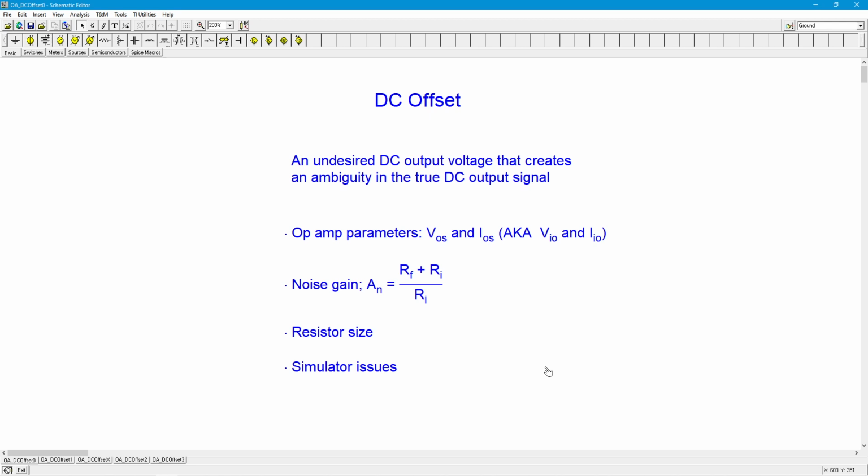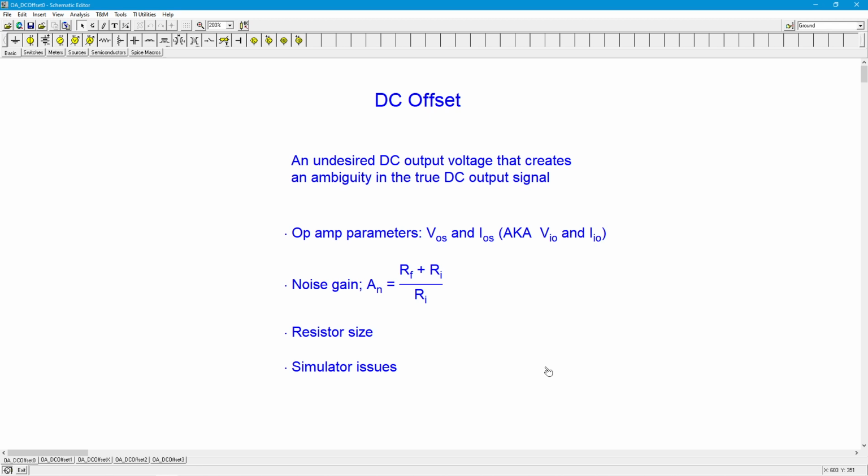So, things we want to look at in this video. The parameters that make up the DC offset, and how we can measure it, calculate it, and simulate it. Those parameters are called VOS, the input offset voltage, and IOS, the input offset current. Some data sheets list those as VIO and IIO. Same thing. The thing we want to consider is the noise gain of the amplifier. As we'll see, the higher the noise gain of the amplifier, the worse the offset is going to be. We want to look at the effect of resistor size.